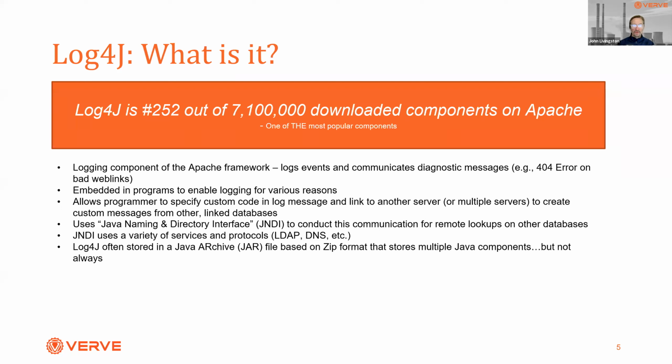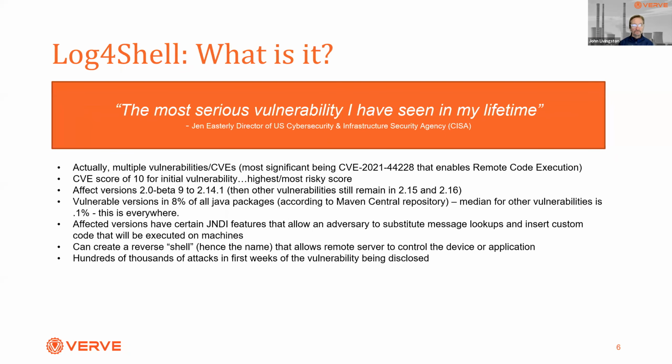So the basic concept here is it is a logging framework. But the unique part about this is that this logging framework allows for communication outside the application itself to other applications or other servers. That's the benefit of it, but it also became the risk. So, Log4Shell. Log4Shell is the name of the vulnerability, actually multiple vulnerabilities, that were discovered within the Log4j component. As Jen Easterly, the director of the US CISA, calls it, it's the most serious vulnerability she's seen in her lifetime. This is a really big deal.